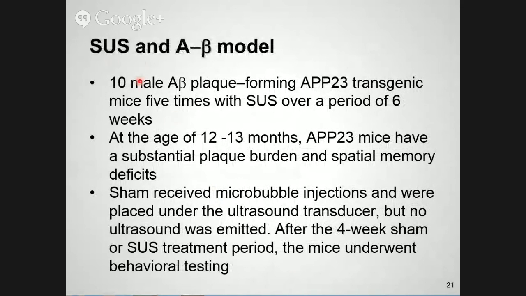And again, one of the things that they looked at was these 10 male mice that had the plaque-forming APP23 transgenic mice. Again, at a certain time frame within the 12 to 13 months that I talked to you about before, they already have a substantial plaque burden. It's not overwhelming, but they've already started to develop these plaques. Again, different between males as well as females. We've already talked about the weeks, the sham, and over this 4-week period where they do this testing, it's important to realize that these are males that have a plaque burden already, and can we reverse some of that?